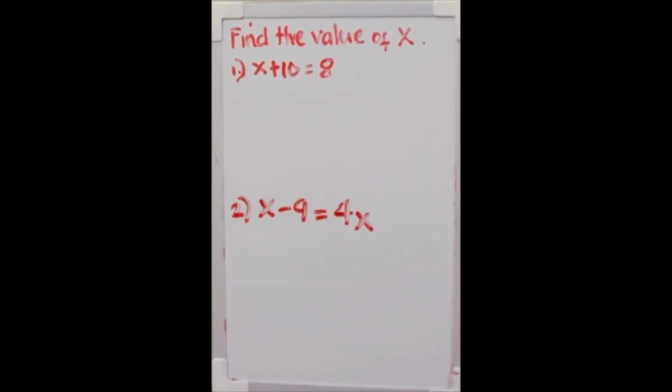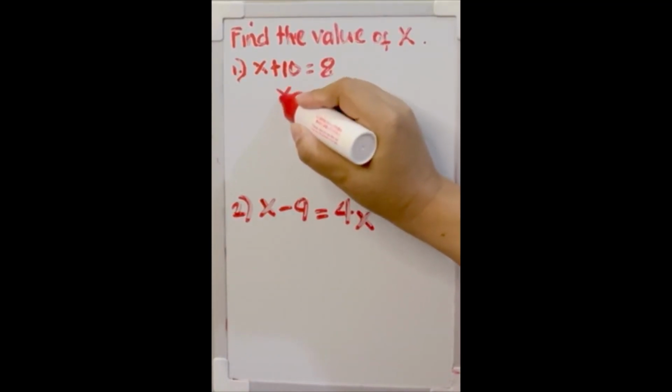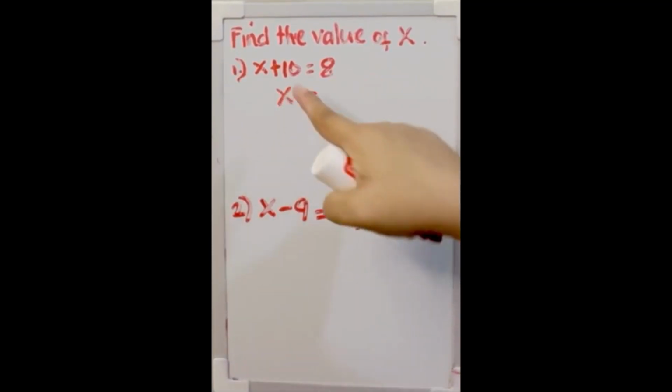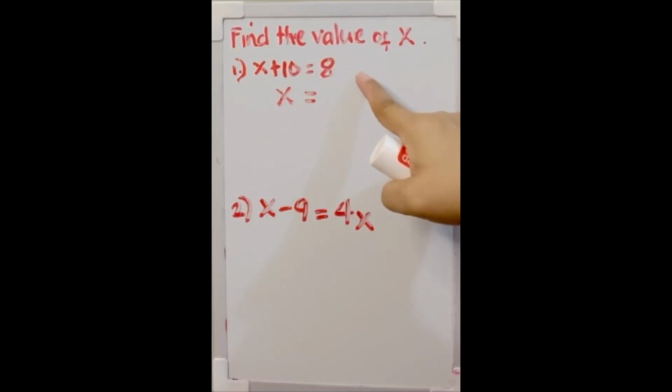So in finding the value of x, we need to simplify the equation first. To do this, we're going to put all the x and y or the variables on one side of the equation, while all the rest or the constant will be on the other side of the equation. So we will be writing this as x equal to, now the 10, we need to bring this on the other side of the equation together with 8.